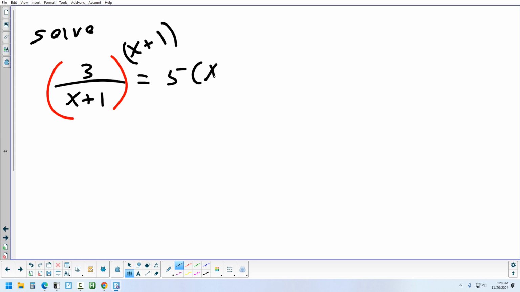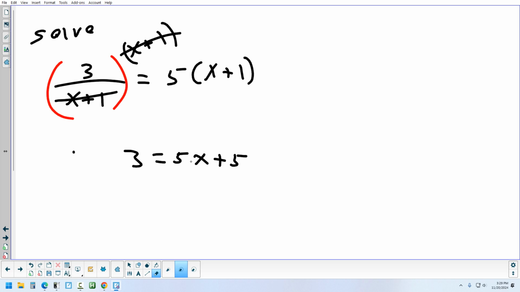And what's going to happen on the left side? It's going to cancel out the x plus 1. And what do you get on the right? 5x plus 5. And we get 3 on the left. Yep. Now, what would be your next step?